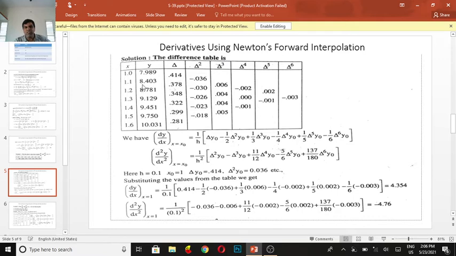The next difference is 8.781 minus 8.403, which is 0.378. The difference 9.129 minus 8.781 is 0.348. The difference 9.451 minus 9.129 is 0.322. The difference 9.750 minus 9.451 is 0.299. The difference 10.031 minus 9.750 is 0.281.